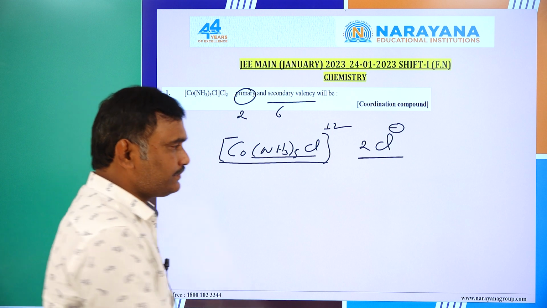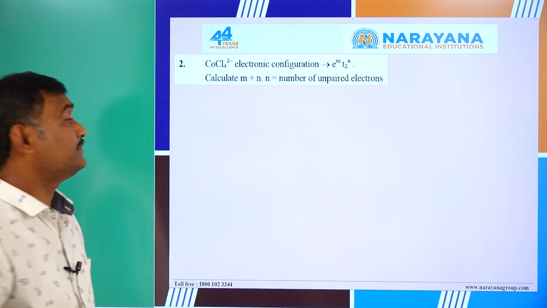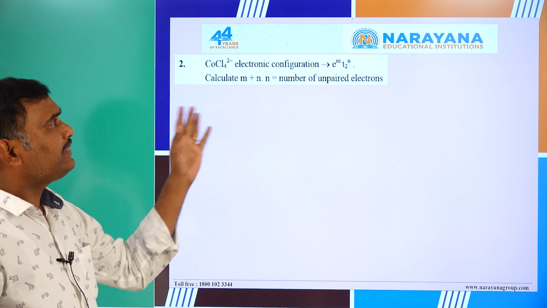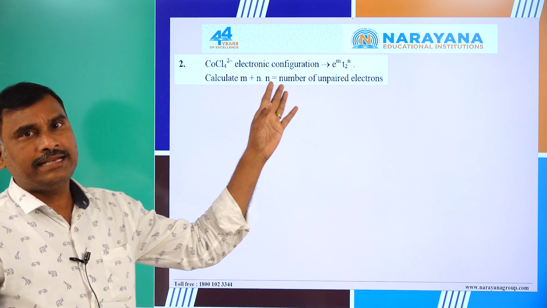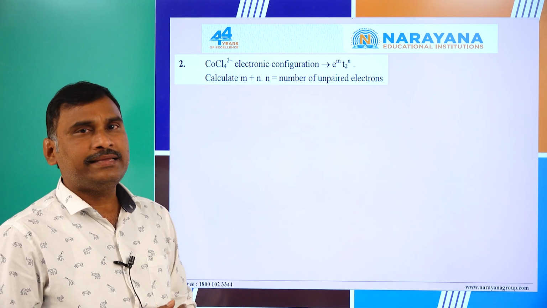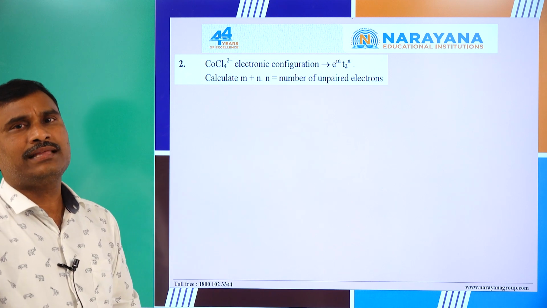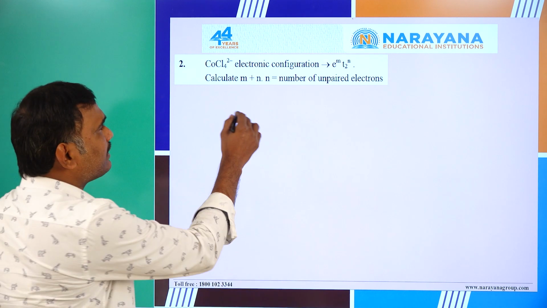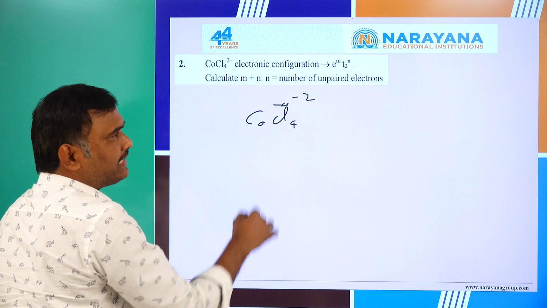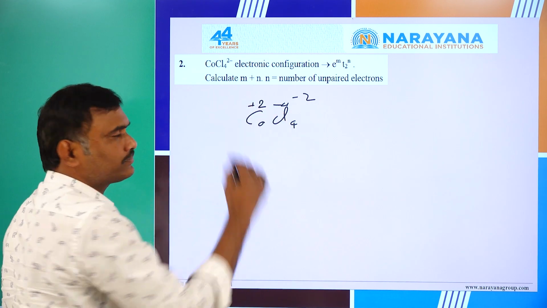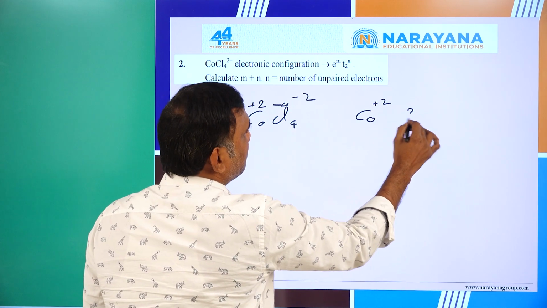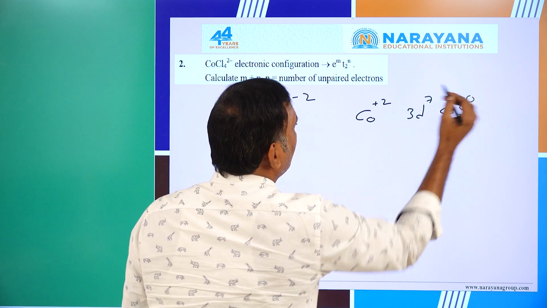Now go for the next question, students. The second question is the tetrachloridocobaltate(II) ion. They gave the electronic configuration like e power m and t2 power n. Then calculate the m plus n value, where n is the number of unpaired electrons and m is the number of electrons in the e set of orbitals. Let us go for the complex, [CoCl4]2-. Chlorine is minus 4, so the cobalt is plus 2. Cobalt plus 2 has electronic configuration 3d7 4s0.